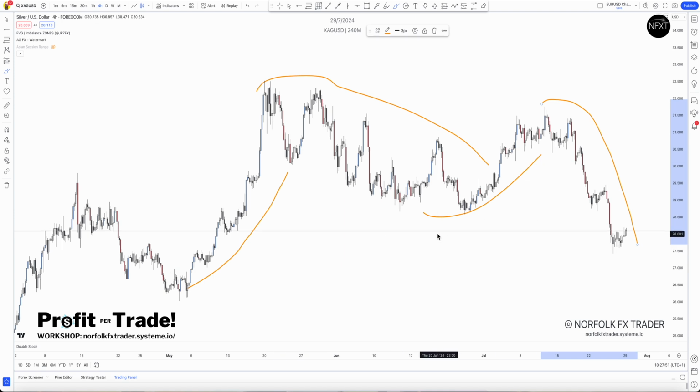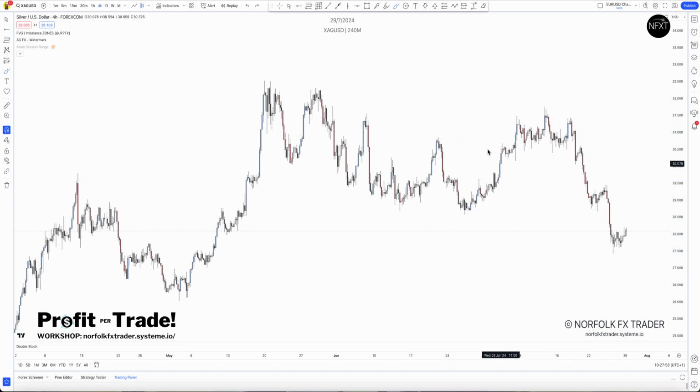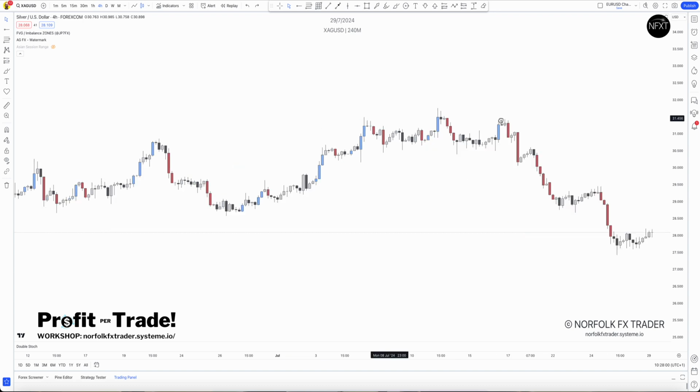So what we need to look at next is where does price turn from here to bullish to bearish? That's what we've got to look at. Let's just zoom into this current price.